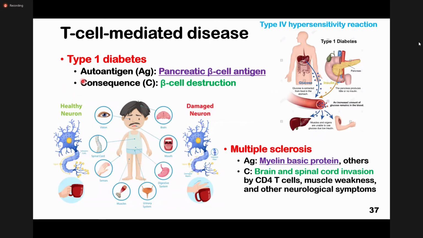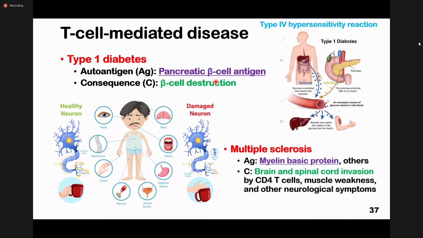And now another example here of T cells, or type 4 hypersensitivity. The first one is type 1 diabetes. Like I mentioned to you, the T cells act to destroy the pancreatic B cells. So there is no insulin or less insulin production, okay, causing type 1 diabetes, okay.